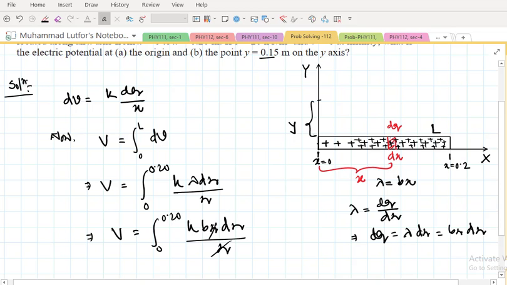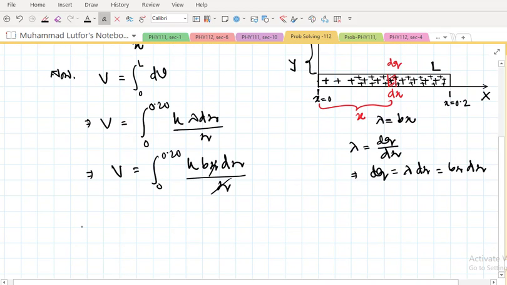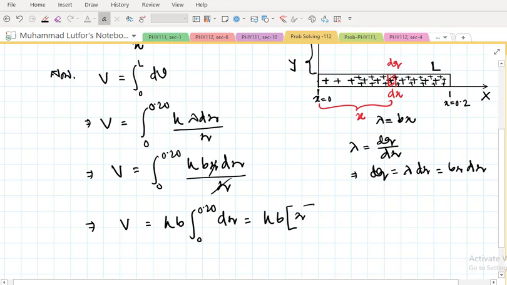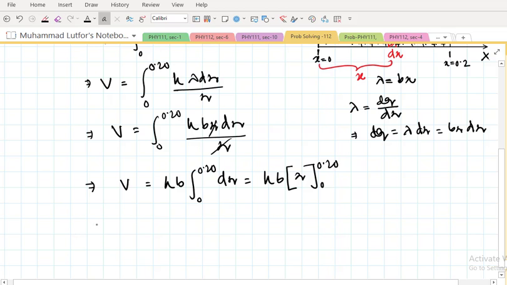Now the x cancels out. Then k and b are constants, so we can factor them out. It becomes k b times the integral from 0 to 0.2 of dx. If you integrate, you get only x, evaluated from 0 to 0.2. Plugging in the values, V would be k times b times 0.2.